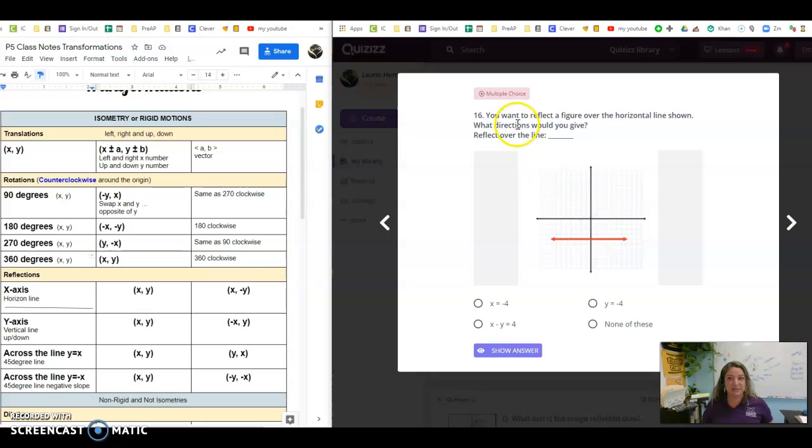All right, here's a good one. You want to reflect a figure over the horizontal line shown. That would be this red line. This is another one just like the other one we just talked about. On the y-axis, if I count 1, 2, 3, 4, every one of the points on this line is at y equals -4. So that's what the directions would be for this one, y equals -4. Let's check that answer and see if we're right.